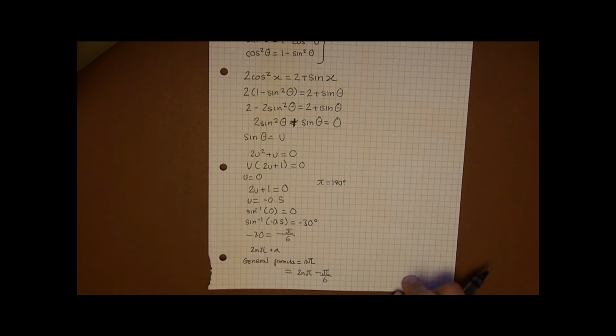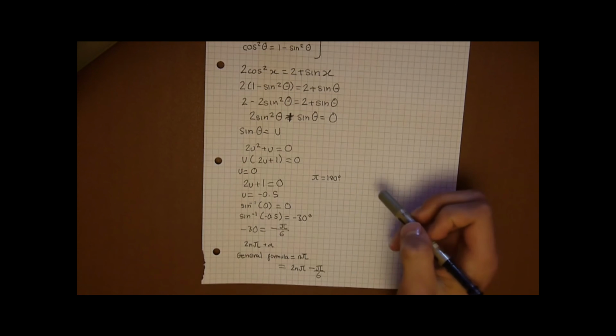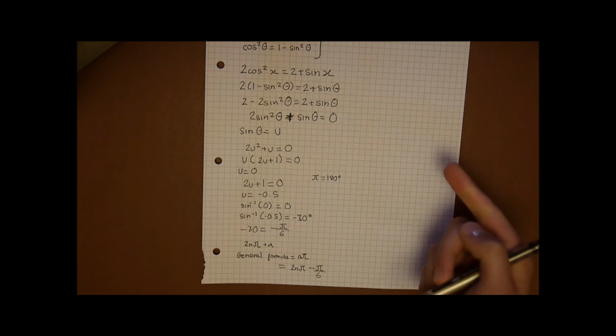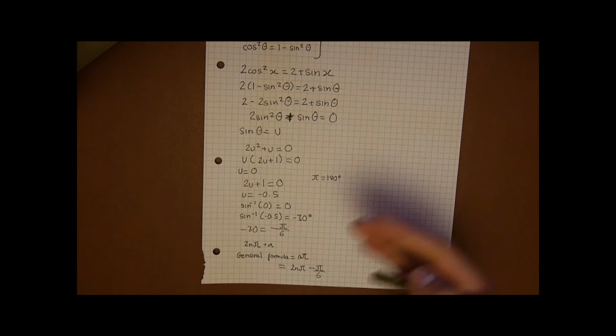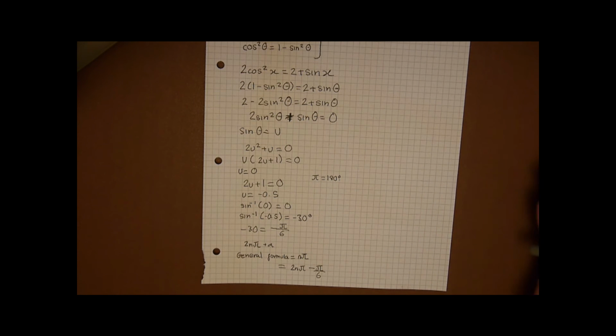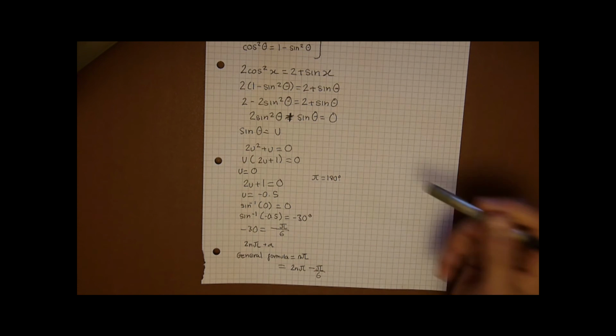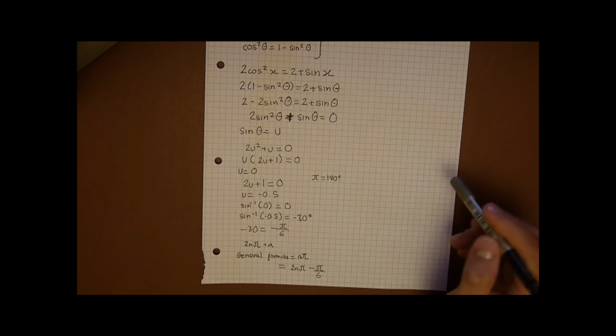Right then, I'll just run through the first 2 steps again. Using the trigonometrical identity sine squared theta plus cos squared theta equals 1, and then rearranging this so cos squared theta equals 1 minus sine squared theta, we have substituted in 1 minus sine squared theta into 2 cos squared theta equals 2 plus sine theta. Now, having cancelled this, we've ended up with 2 sine squared theta plus sine theta equals 0.